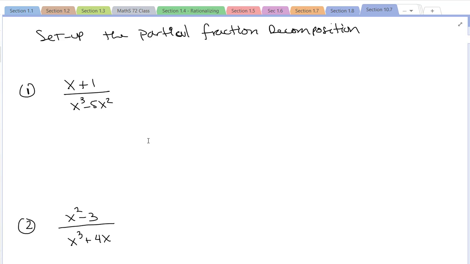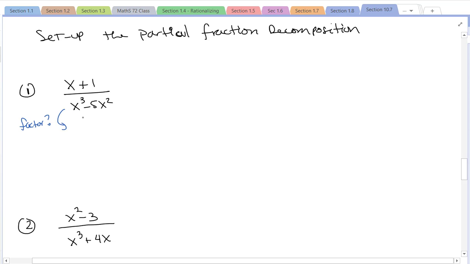Okay, so let's try these two. Again, with partial fraction decomposition, the first thing is to check that your numerator has a smaller degree than the denominator. The degree in the numerator is 1, and the degree in the denominator is 3, so we're good. The next thing is, does this factor? Can you factor it?